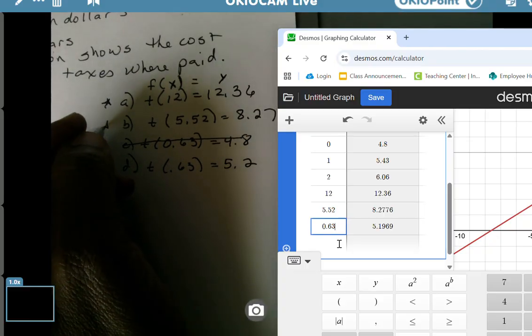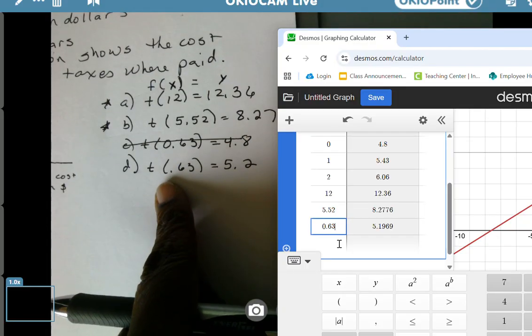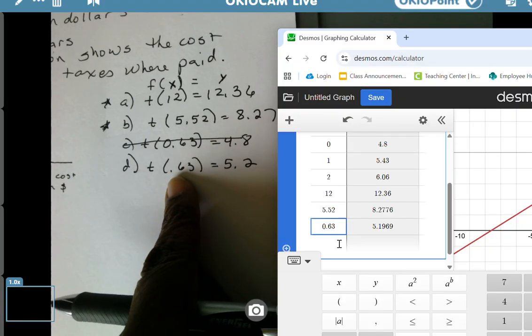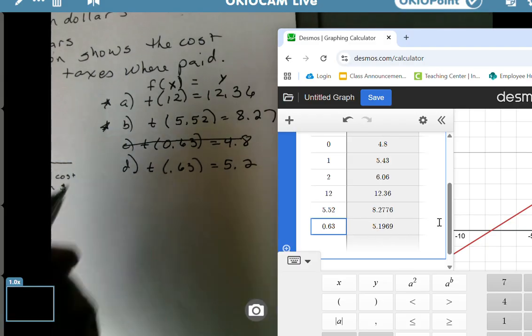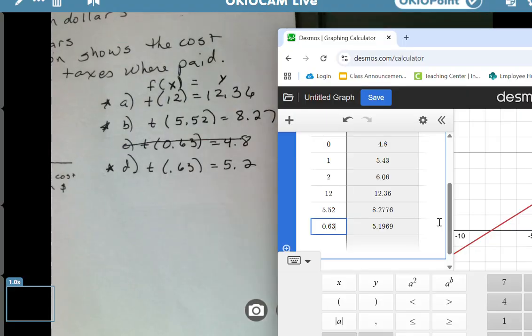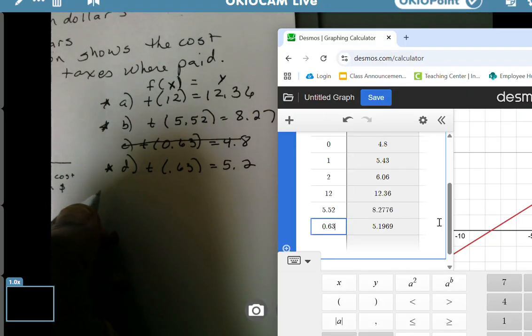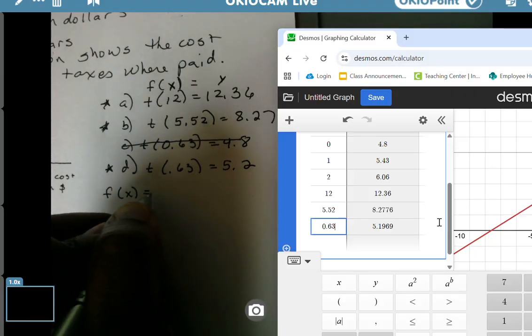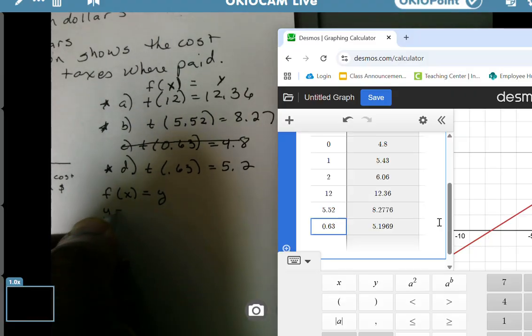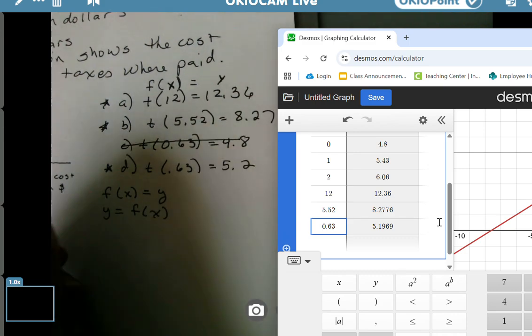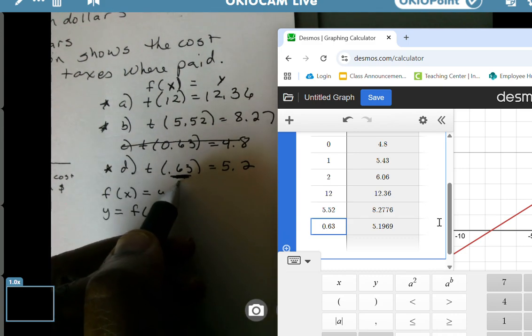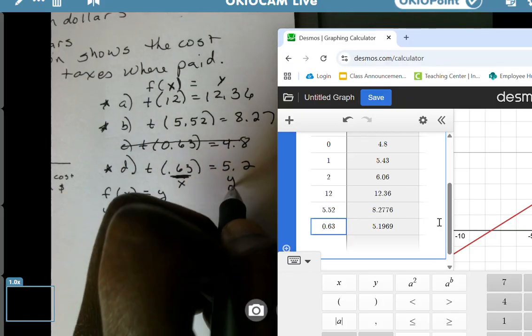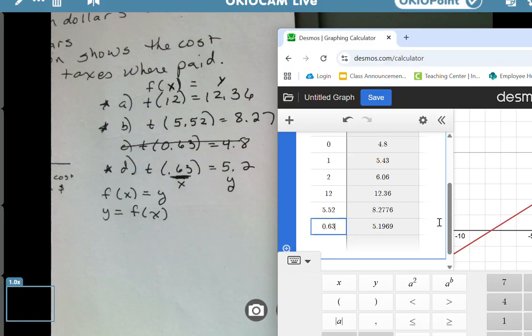This one will work. And then the last one I want to check is this one. Yep, that one works, because right here it says 6.63 is $5.20. So all of these will work except for C. F of x is equal to y. Y is a function of x. This value is your x value. This value is your y value. And you need to tell when they match up.